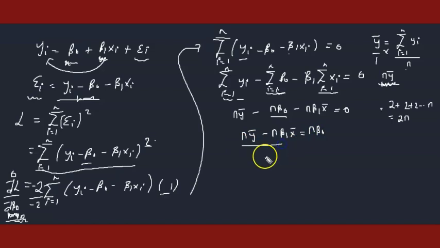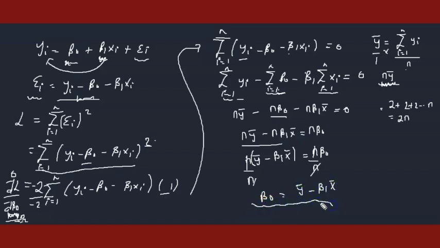So here n is common, so we can factor it out. We will have y bar in the brackets there, and minus beta 1 x bar, like that. Then we will have n beta naught. So we divide this by n because we just want beta naught. So this will cancel, that will cancel. Then beta naught is just equal to y bar minus beta 1 x bar, like that. So this is our beta naught.